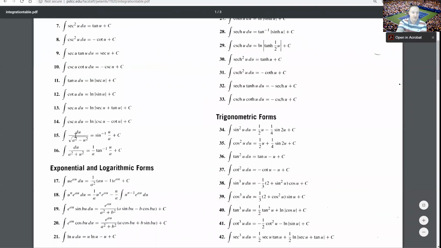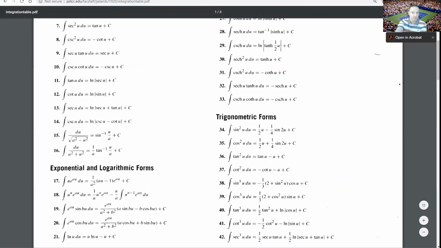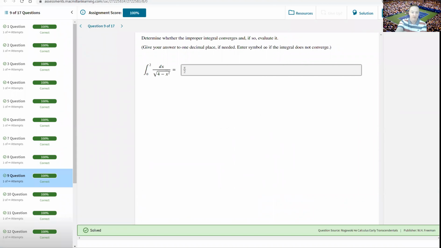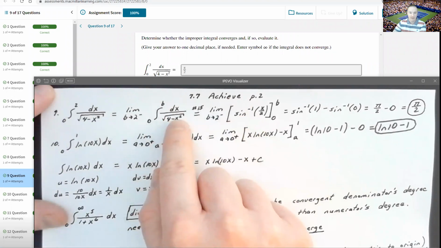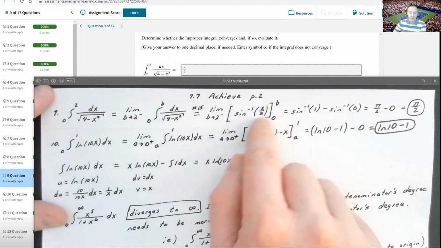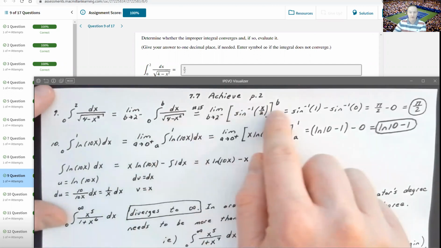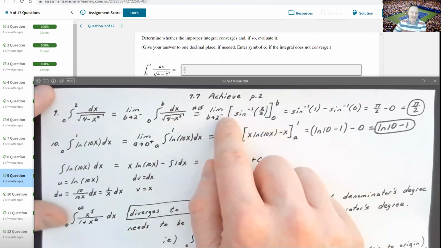Number 15 says the integral of du over the square root of a squared minus u squared is simply the inverse sine of u over a plus c. So whatever that number is, you take the square root of it and put it in the denominator of your inverse sine function. Pretty simplistic. So now, when I go back to my work here, that's exactly what I did. I just said, well, this is going to be the inverse sine of x over the square root of 4, which is 2. I don't need the plus c part because this is a definite integral. This is going to be evaluated from 0 to b as b goes to 2. Sorry, 2 from the left.